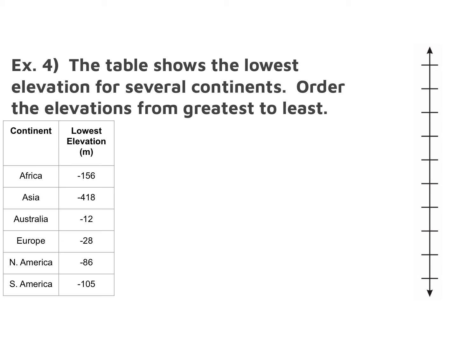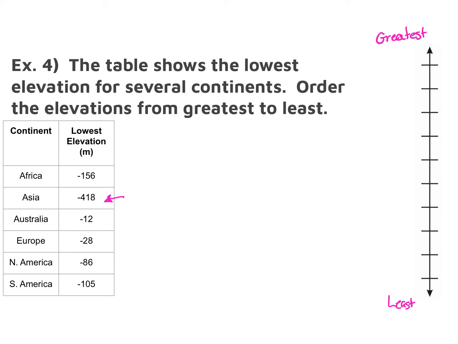All right, here's our last one. The table shows the lowest elevation for several continents. Order the elevations from greatest to least. So going on the top, this is the greatest, and then our least. I look at the table, and I have a -418, and they're all negatives, but they're pretty big negatives.